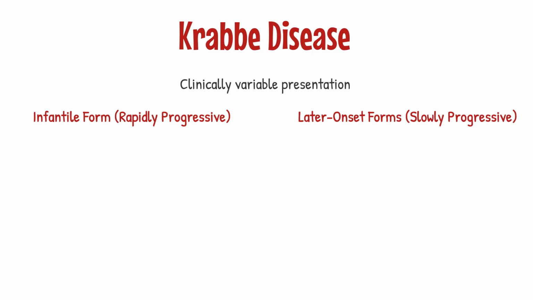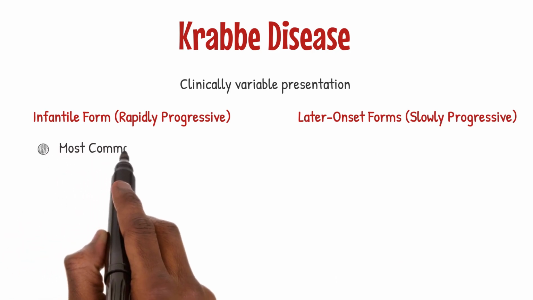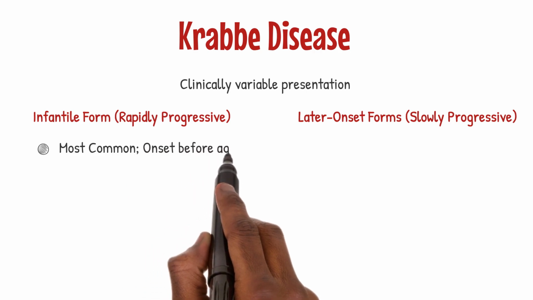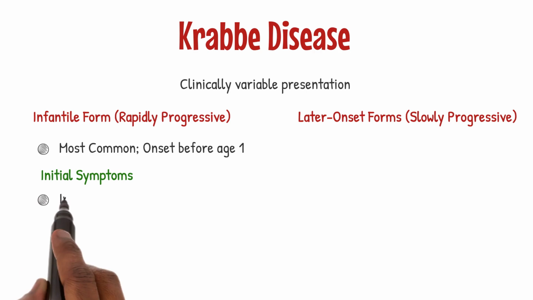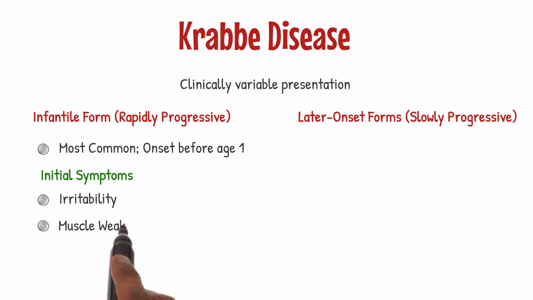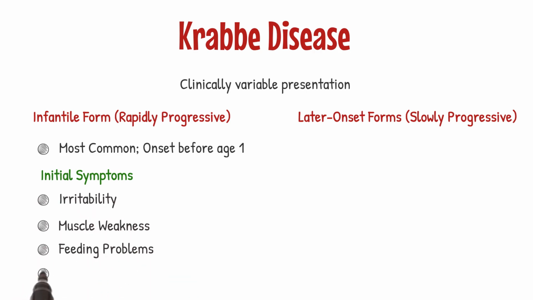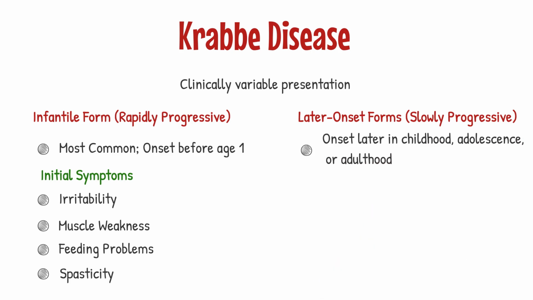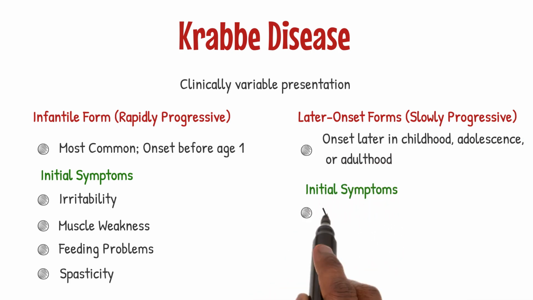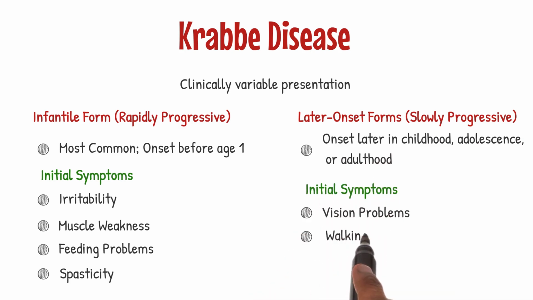The infantile form of Krabbe disease is the most common, and symptoms usually begin during the first year of life. Early symptoms include irritability, muscle weakness, feeding problems, and spasticity. Life expectancy for the infantile form of Krabbe disease is severely limited. Those with later onset Krabbe disease will have much slower progression of disease symptoms, with vision and walking difficulties being the most common initial symptoms.